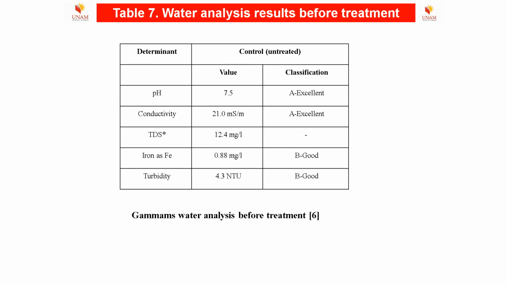So water analysis results before treatment, that is the water analysis before treatment. pH is 7.5, which is excellent. Conductivity 221, which was excellent. TDS 12.4. Iron as iron 0.88 mg per liter, good result. Turbidity 4.3 NTU, it was good.